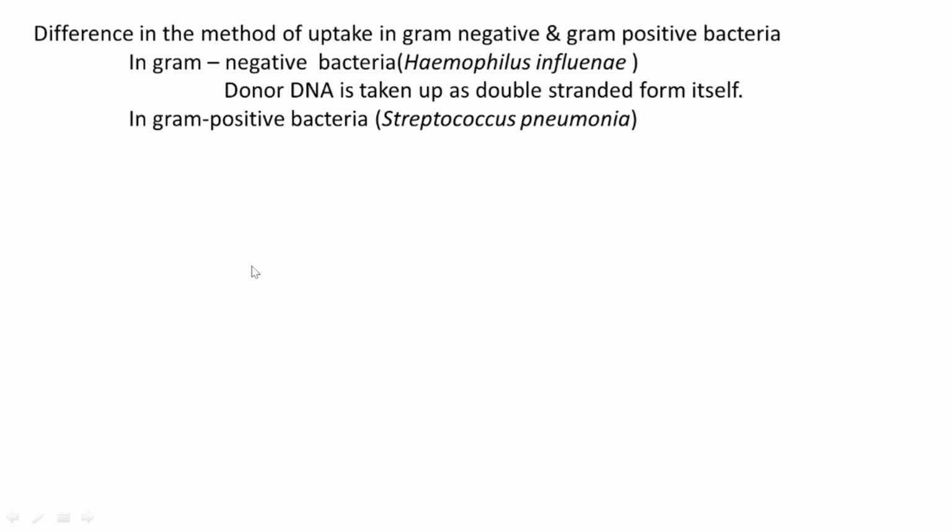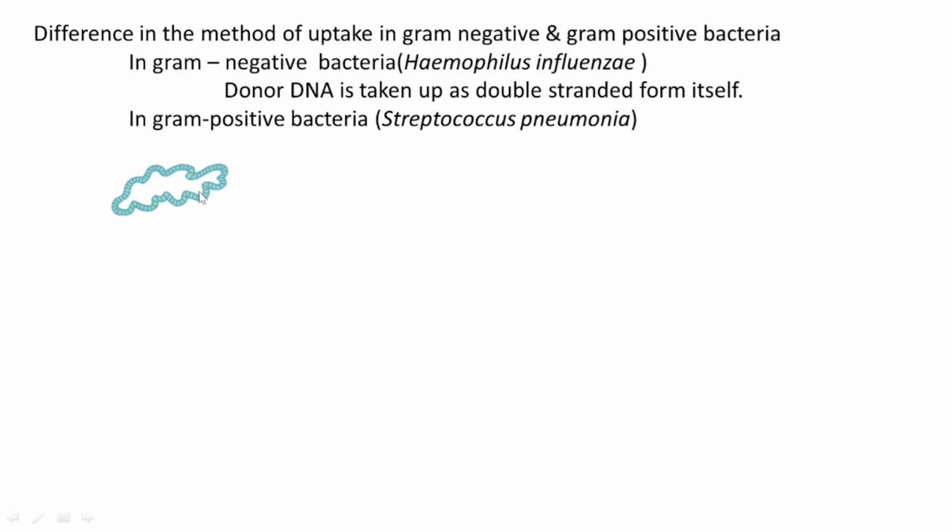Then next, we need to understand the difference in the method of uptake in the case of gram-negative and gram-positive bacteria. In the case of gram-negative bacteria, for example, Haemophilus influenzae, the donor DNA is taken up in its double-stranded form itself. But in the case of gram-positive bacteria, what is happening?